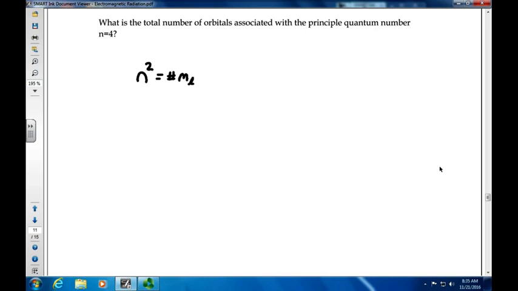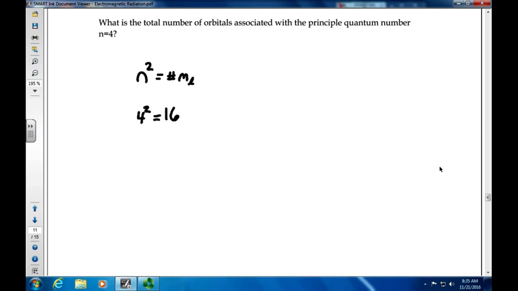So in doing this, we can just look at what's 4 squared. It's 16. But let me prove this to you. We're going to go ahead and do the chart just so that you can prove to yourself that you can see that this in fact holds true.